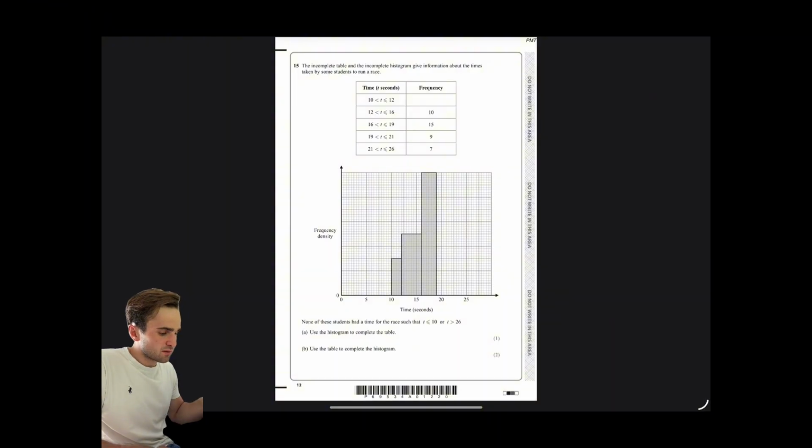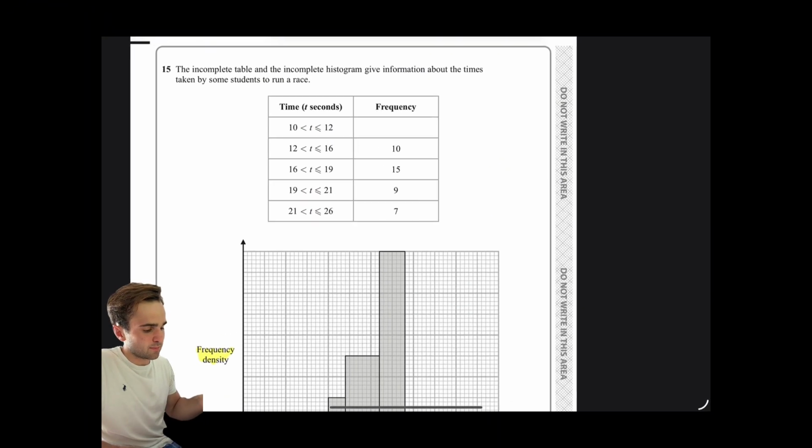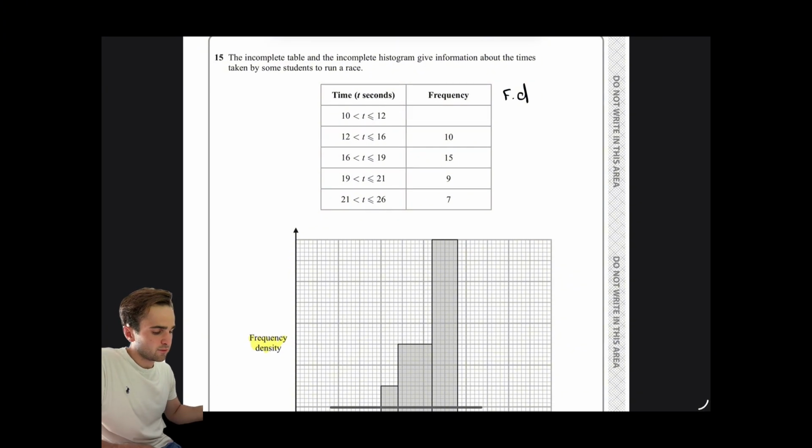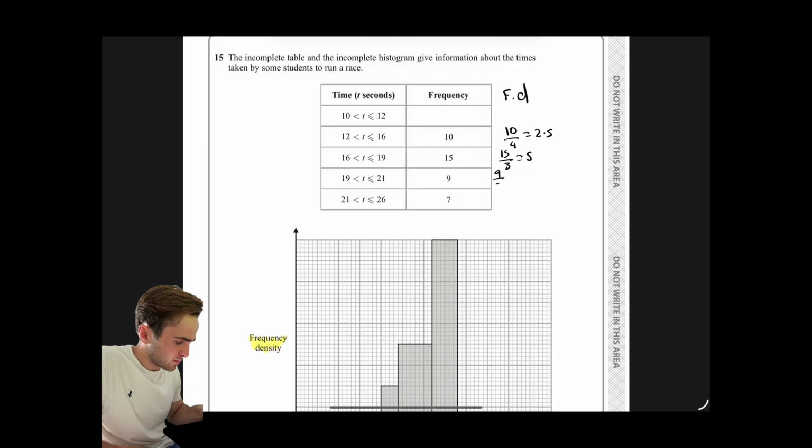So histograms always work with frequency density, right? So our table only has frequency, so we're going to add another column. We're going to call it FD. So our frequency density is the frequency divided by the range of the data. So 12 to 16, 16 to 19. So we can't do row 1 because we don't have frequency. So row 2 is 10 over 4, which is 2.5. 15 over 3, which is 5. 9 over 2, which is 4.5. And 7 over 5, which is 1.4.